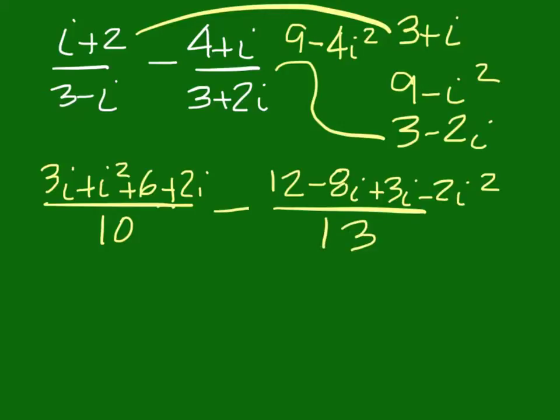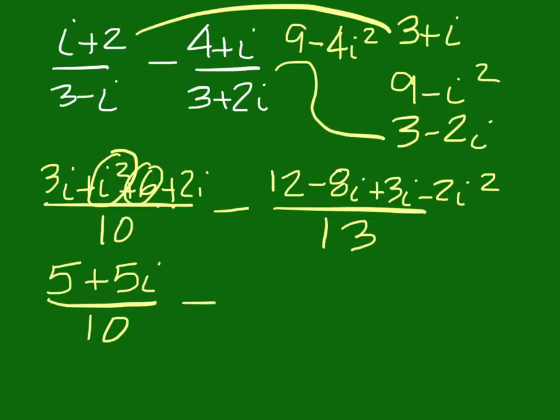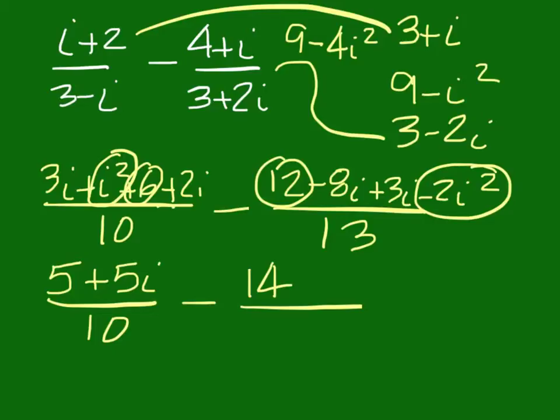So you can simplify on the top now on the left fraction. This is a negative 1 plus 6, that'll be a 5. And then your i's add together to get plus 5i. On the right side, you really have a plus 2 here, and with that 12 it becomes 14. Your i's add together to get a minus 5i. And you have a 13 on the bottom.